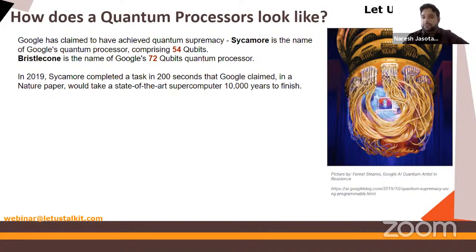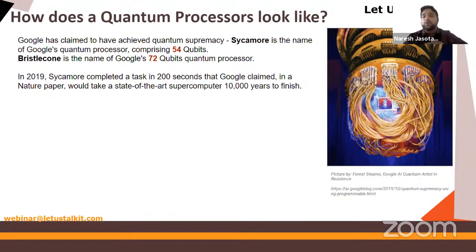You have another processor being built by Google, Bristlecone, with 72 qubits. What is a qubit? Again, it's analogous to bits: quantum bits. We call them qubits. Just to give you an understanding of what a quantum processor looks like, on the right side here is a photograph of the Sycamore quantum computer, and you see it's very complex. We're going to talk about this a little bit as well.